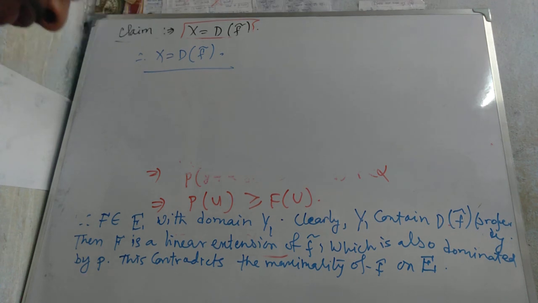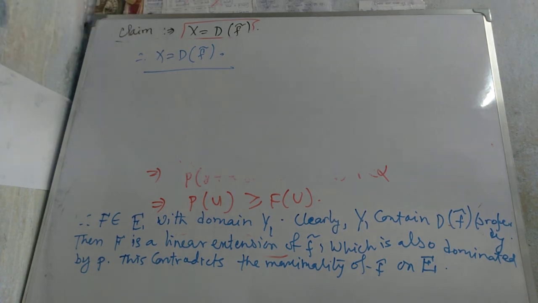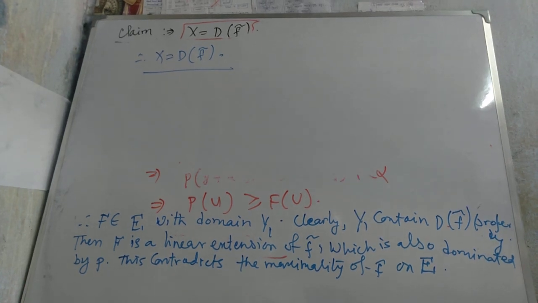And in the further way we prove this Hahn Banach theorem, and obviously we get a functional f, and obviously we get that this f is maximal, but this is not possible, so X = D(f_δ). Today we stop here.